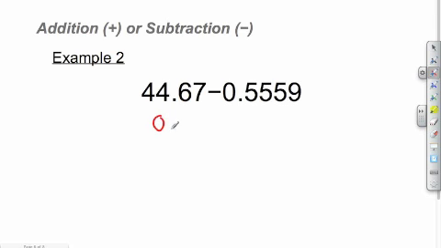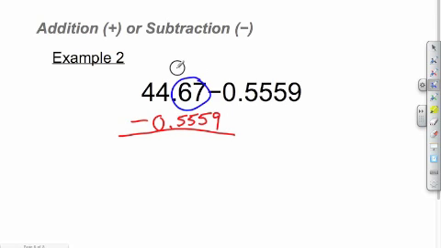So I'm going to put 0.5559 right under the 44.67. And I'm going to subtract those two. Alright, when I do that, it's very clear how many places after the decimal each has. 44.67 has 2 places after the decimal. 0.5559 has 4 places after the decimal.